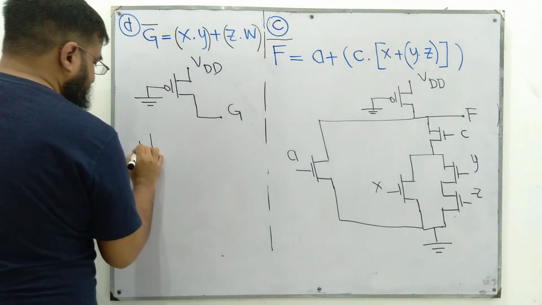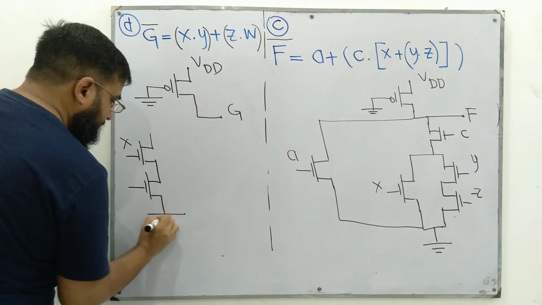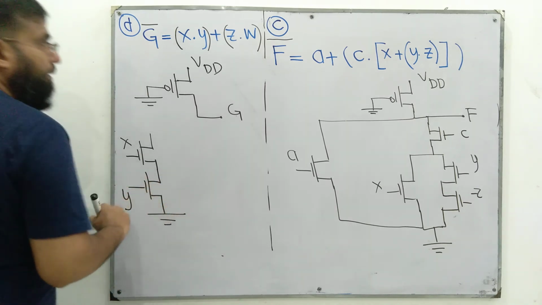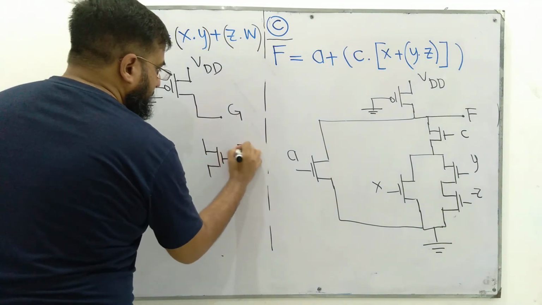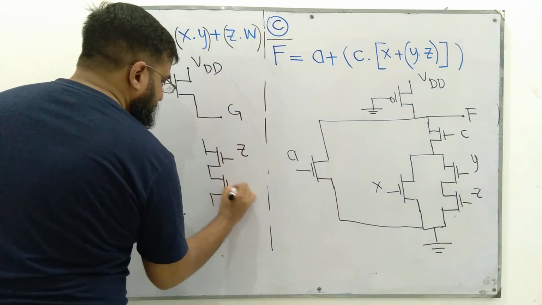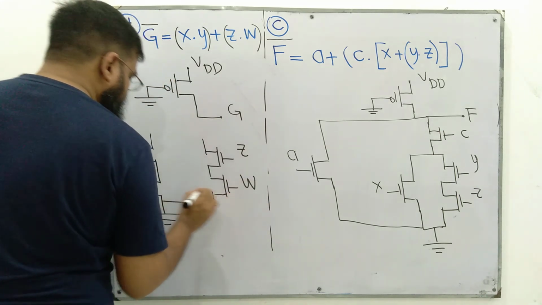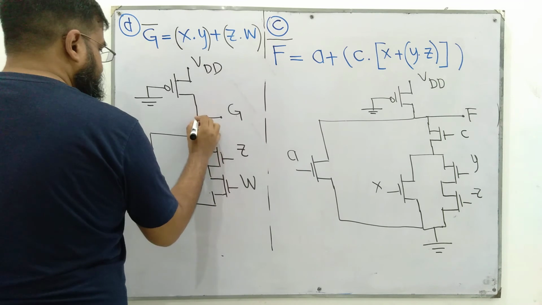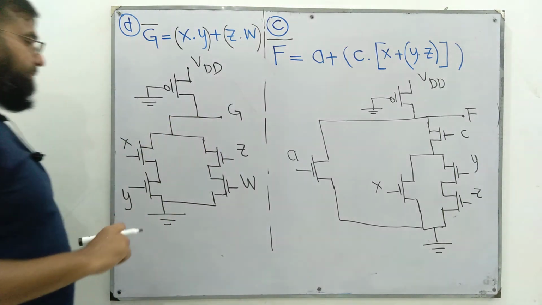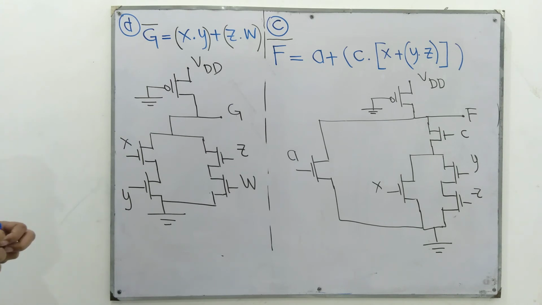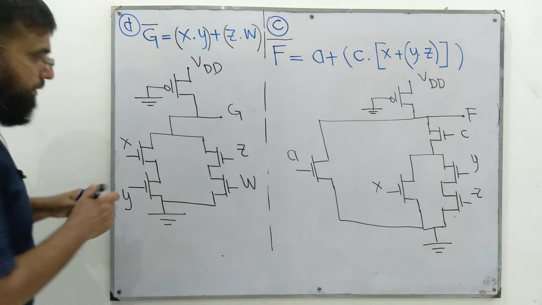So X dot Y, Z dot W having higher precedence, and then we have to OR these two arrays to implement this nMOS array, the full nMOS array.